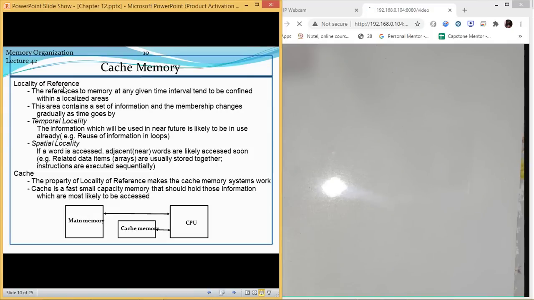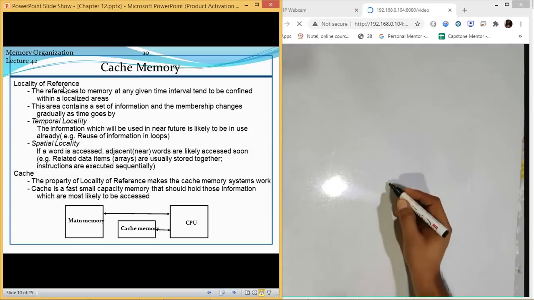The first thing which we keep in track of is locality of reference. The references to memory at a given time interval tend to be confined within localized areas. This area contains a set of information, and the membership changes gradually as time goes by. Now what does it mean? It means that whenever you access data in memory or inside the computer, there is a property related to it. And what is the property?